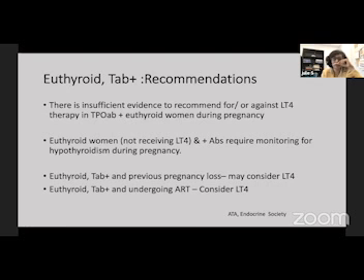And these are the recommendations: there is insufficient evidence to recommend for or against levothyroxine therapy in thyroid peroxidase positive euthyroid women during pregnancy. So these are women with TSH less than 2.5. And euthyroid women not receiving levothyroxine plus antibodies require close monitoring for hypothyroidism during pregnancy. And women who have had previous pregnancy losses with positive antibodies, you may consider levothyroxine treatment.